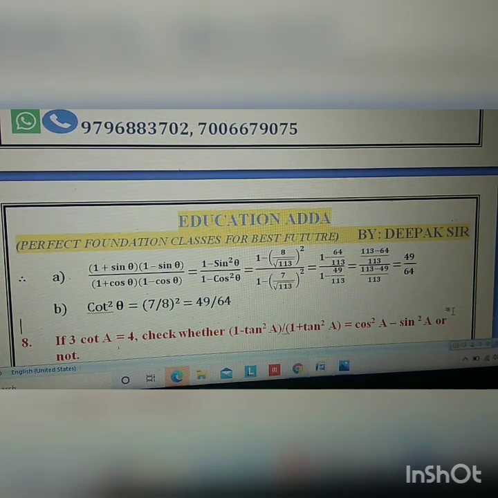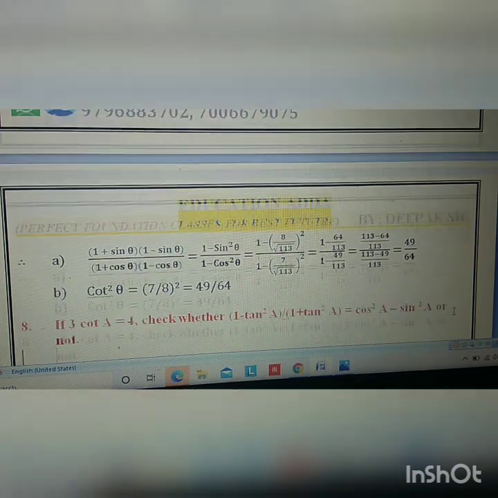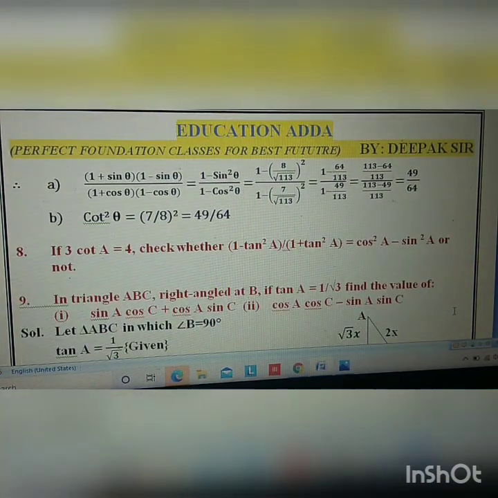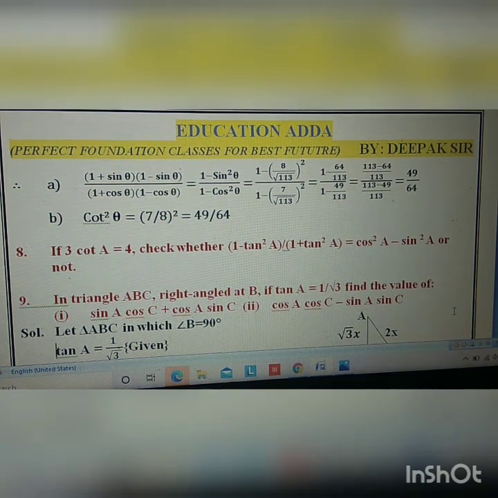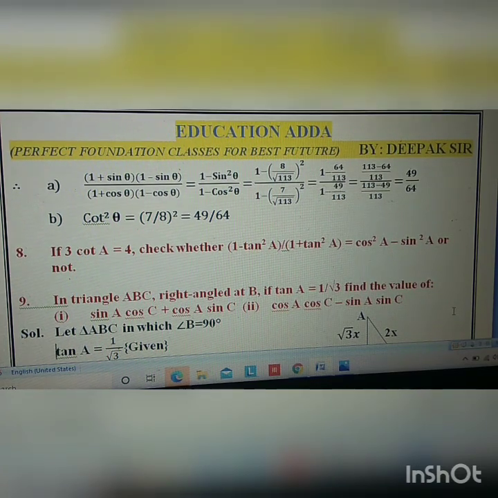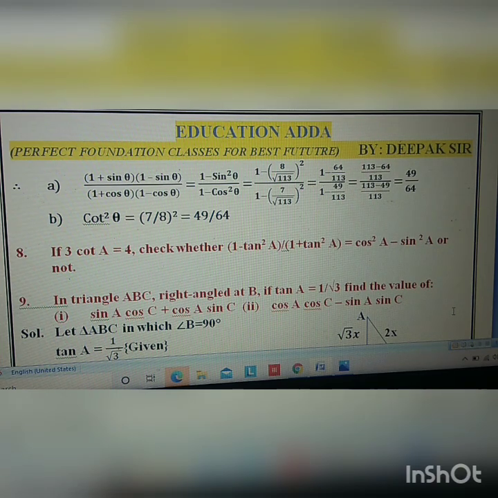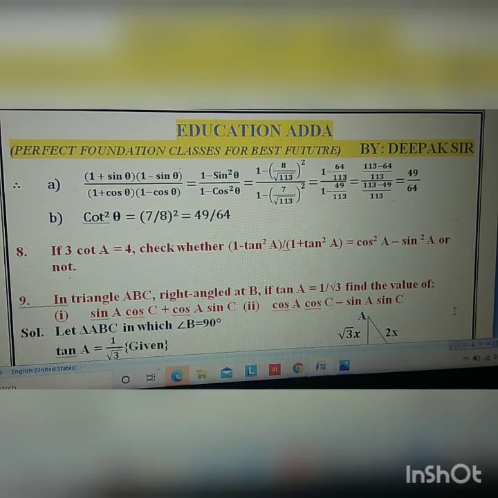Now let's move towards question number 8. Question number 8. 3 cot A is equal to 4, that is cot A is equal to 4 upon 3. So you can find the hypotenuse by using Pythagoras theorem. You can find the value of tan square A, cos square A, sin square A. Now you can use these values in LHS and RHS and you can check whether they are equal or not. This is also for your home task or the practice work.